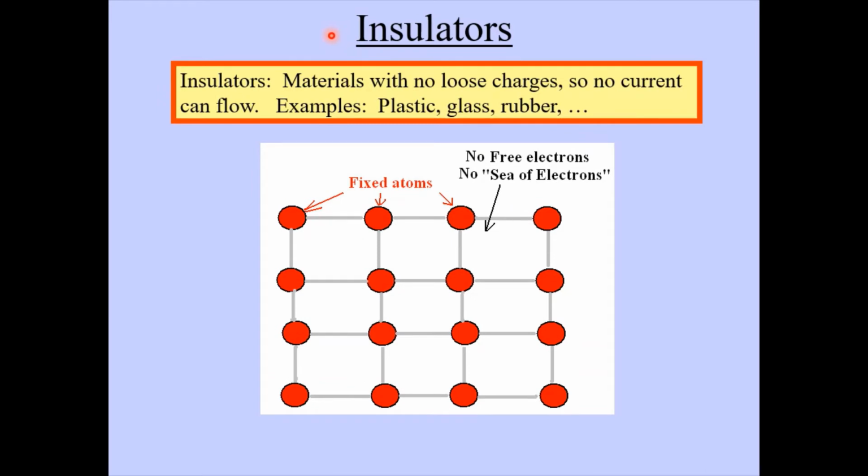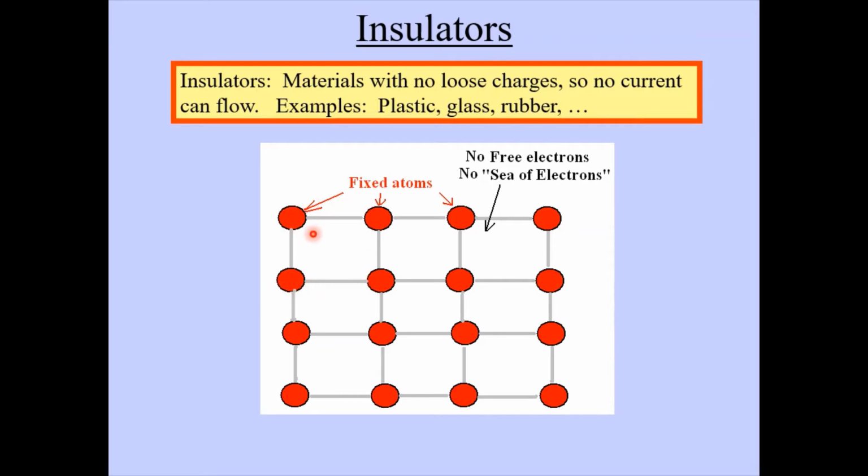Sort of the opposite of a conductor is an insulator. An insulator is a material that has no loose charges, so no current can flow. So examples of insulators are plastic, glass, and rubber. Wood is also a pretty decent insulator. So if we look at the same type of model for an insulator, again, we have all the fixed atoms. So, you know, if this is glass, these would be glass atoms or molecules.